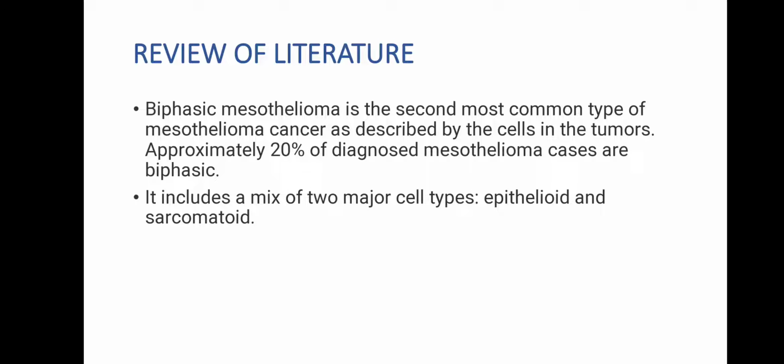Diagnosis: Biphasic mesothelioma of the lung. Review of literature. Biphasic mesothelioma of the lung is the second most common type of mesothelioma cancer, as described by the cells in the tumor. Approximately 20% of diagnosed mesothelioma cases are biphasic. It includes the two major types of cells, epithelioid and sarcomatoid.